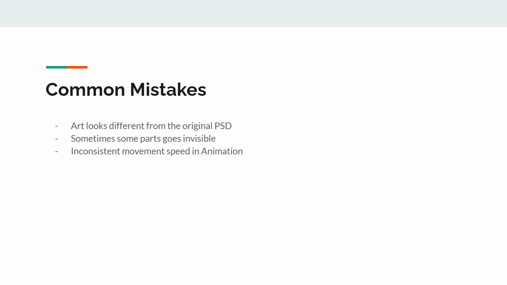Now we'll move on to talking about 3 common mistakes. First, the art looks different from the original PSD. Second, sometimes some parts go invisible. And I don't mean fading out, I mean instantly, poof, it's gone. Thirdly, inconsistent movement speed in animation.